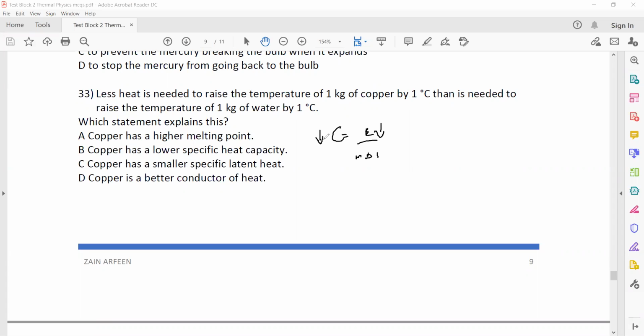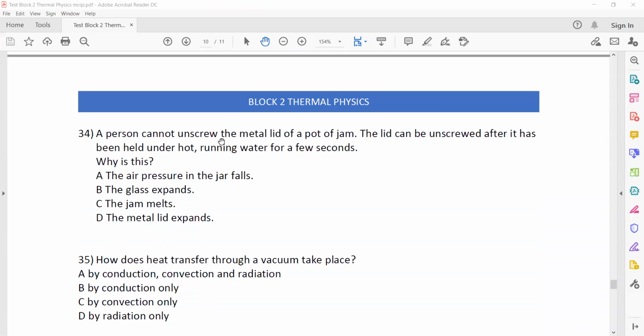If small amount of energy, small specific heat capacity. So copper specific heat capacity is lower than that of water. That's why it required a small amount of energy for the same change in temperature and same masses. Because the mass is 1 kilogram, temperature change is also 1 degree. So basically the change in energy will decide the specific heat capacity.